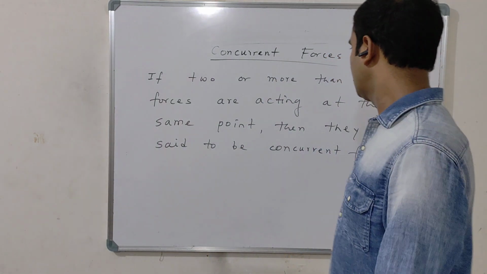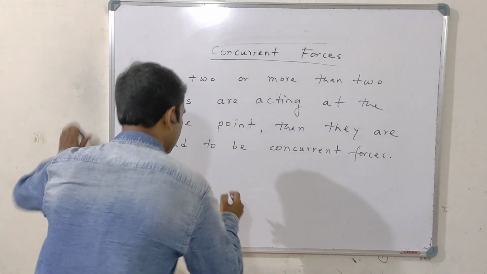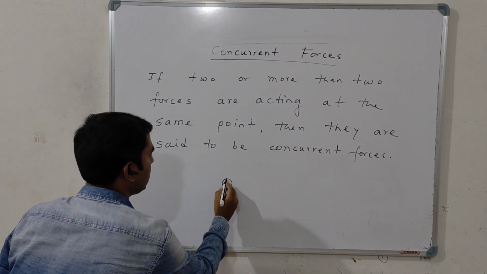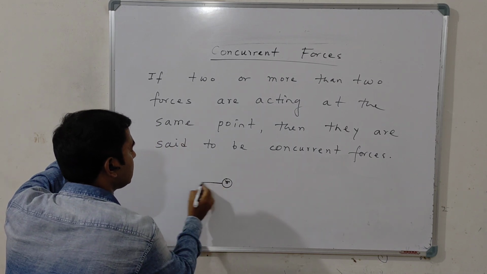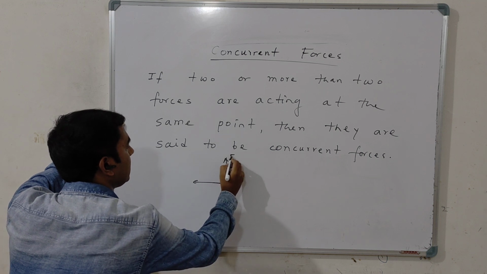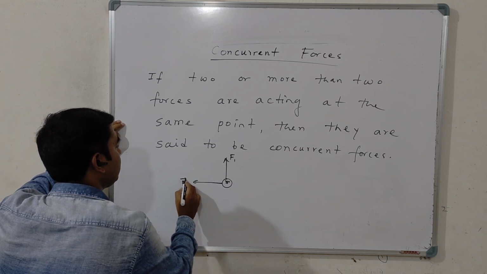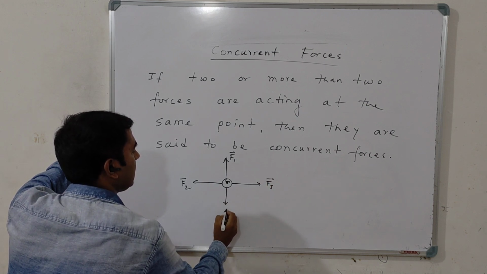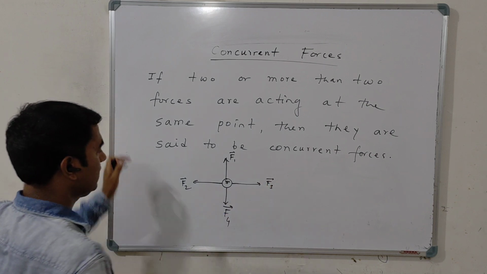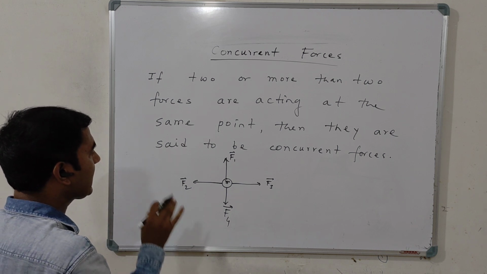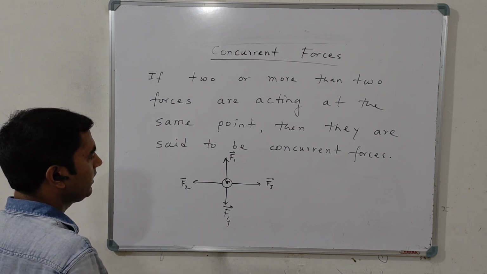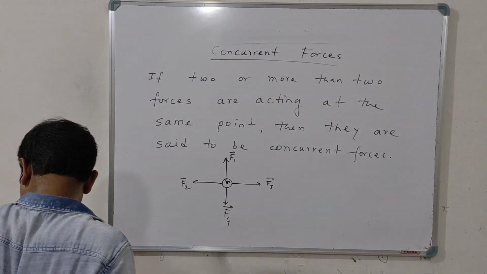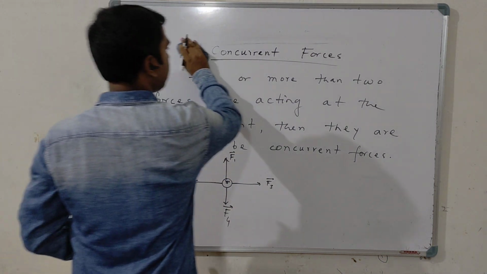For example, we have considered a body of mass m, and a number of forces are acting on it: F1, F2, F3, F4. As these forces are acting at the same point, they are said to be concurrent forces. Now we have to discuss its equilibrium conditions.